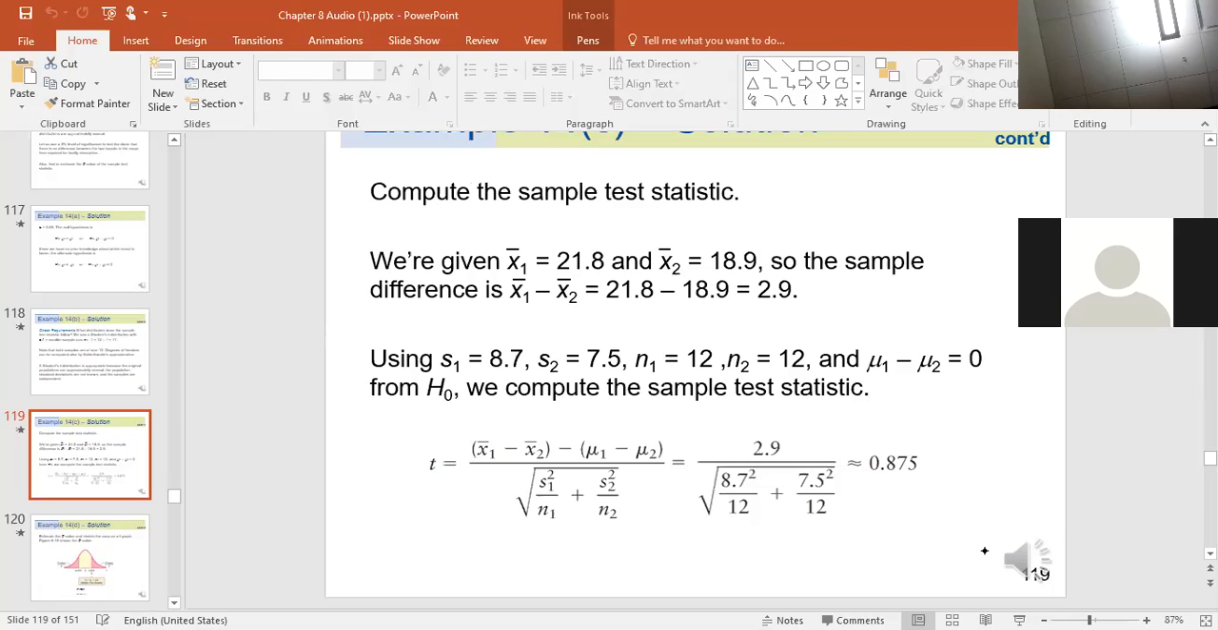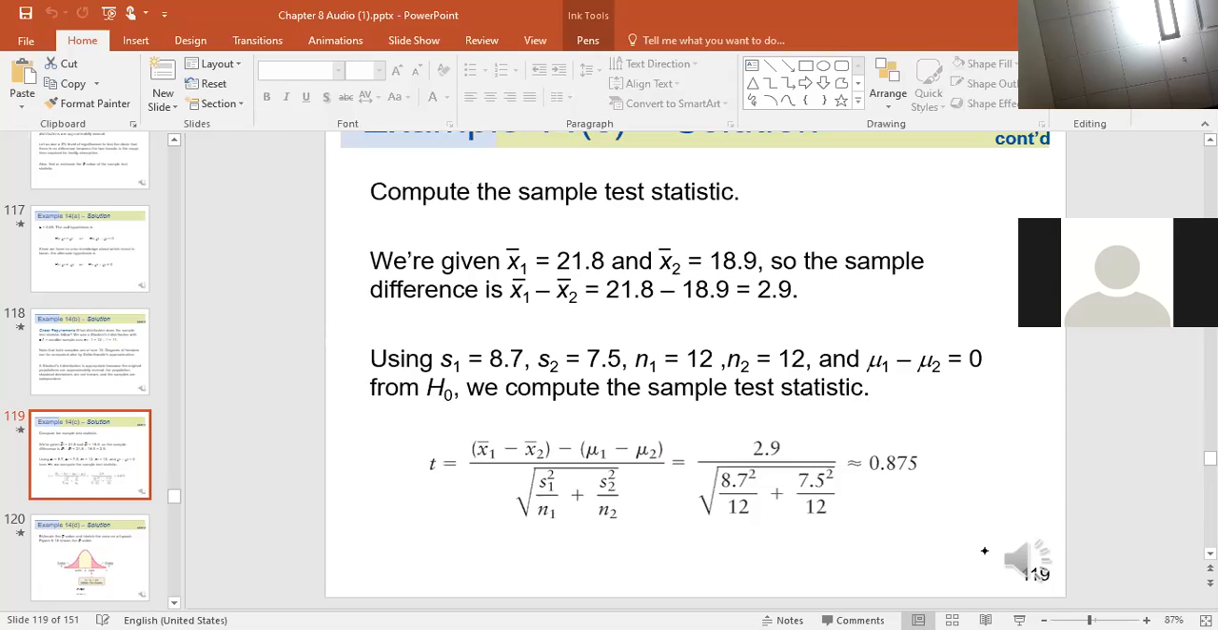I am just doing this while waiting for you to get it: 21.8 minus 18.9 divided by the square root of 8.7 squared over 12 plus 7.5 squared over 12. What do you get? I want your number from your calculator. 0.87. And the p-value? 0.39.